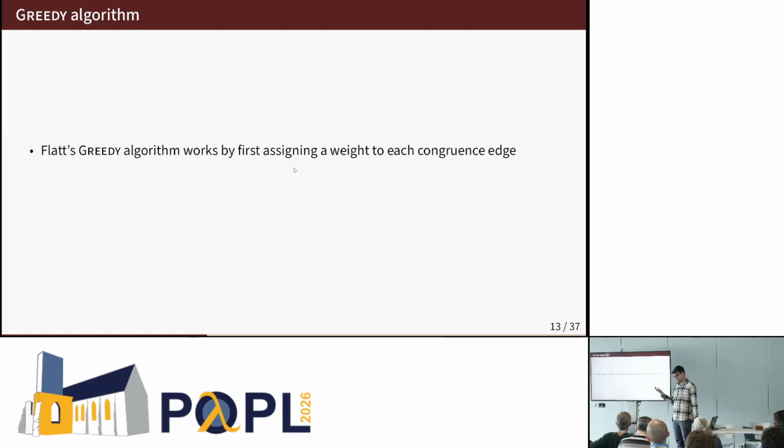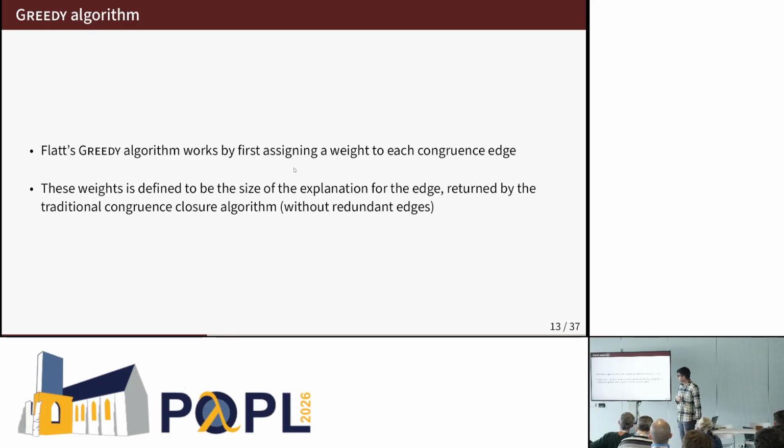That's exactly what the greedy algorithm tries to do. It does that by first assigning a weight to each congruence edge. And we see how these weights are calculated. They are defined to be the size of the explanation for that edge, or at least an estimate for the size of the explanation for that edge, as is returned by the traditional congruence closure algorithm, which is without using redundant edges. So basically, we call the old traditional algorithm for every congruence edge to find an estimate for its size and use that as the weight.